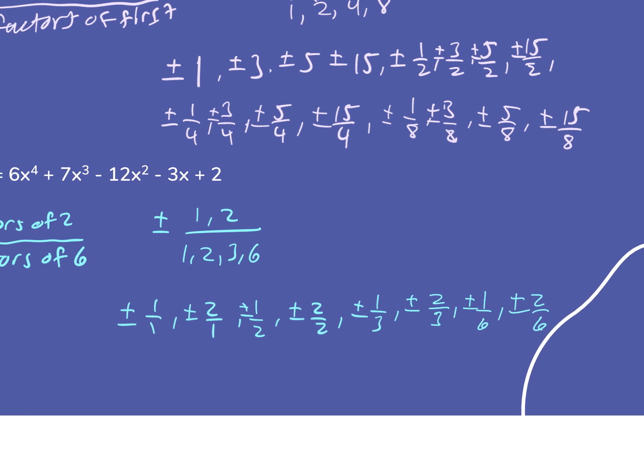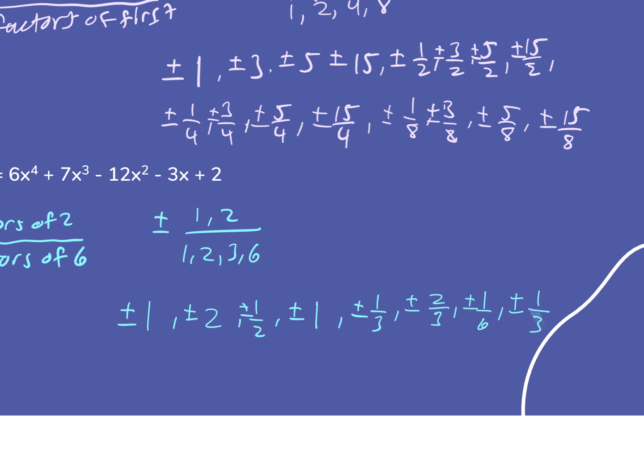And these fractions you can simplify. So 1 over 1, for instance, just becomes 1. 2 over 1 becomes 2. 2 over 2 becomes 1. And 2 over 6 is another one that simplifies. That becomes 1/3.